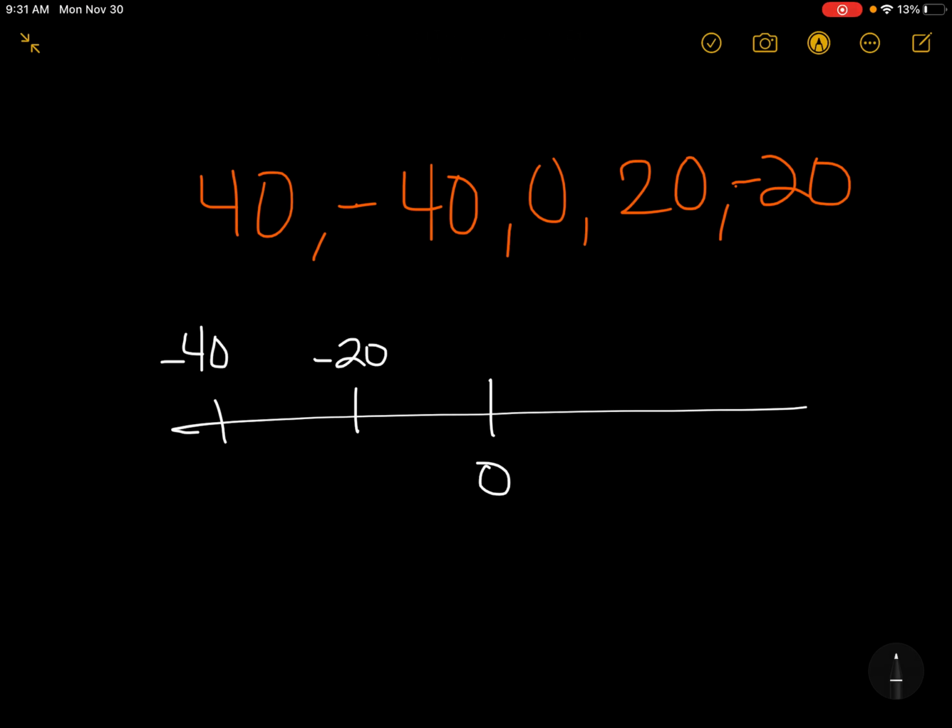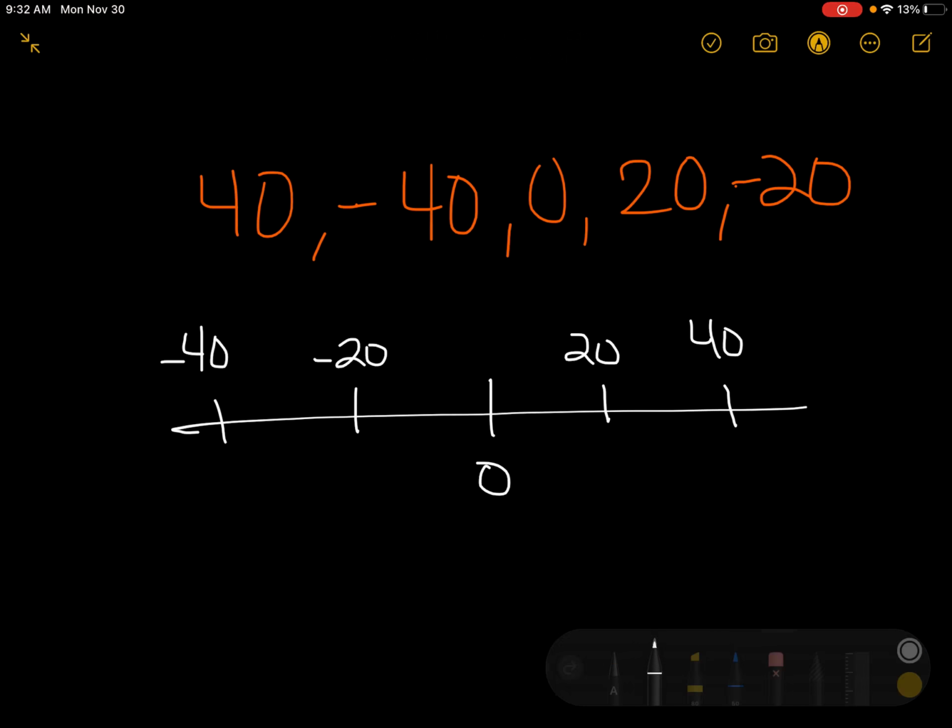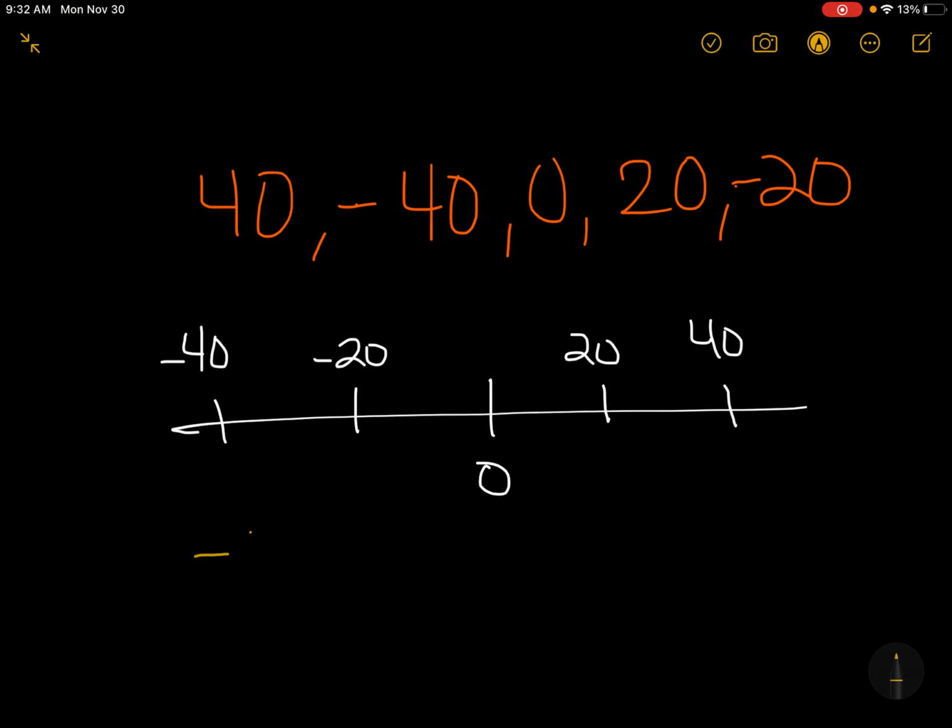Positive numbers, I know, go on the right. If I were counting up, I would hit 20 before I would hit 40, so +20 will be my next number on the right, and the last one would be +40. So in order from least to greatest, they are already on my number line. It would be -40, -20, 0, 20, and 40.